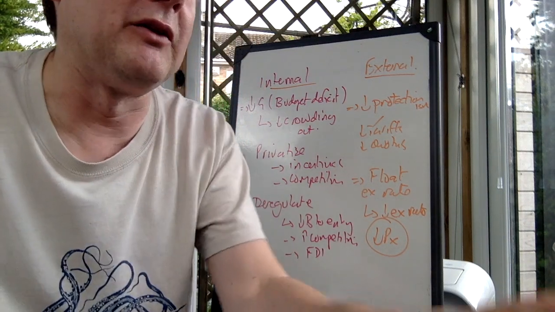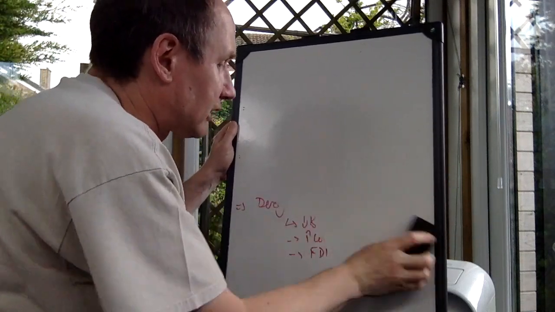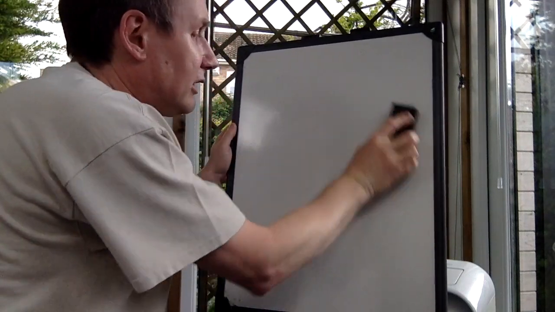So the theory behind it is pretty logical, and it mirrors much of what was going on in Britain and the United States during the 1980s under Reagan and Thatcher.